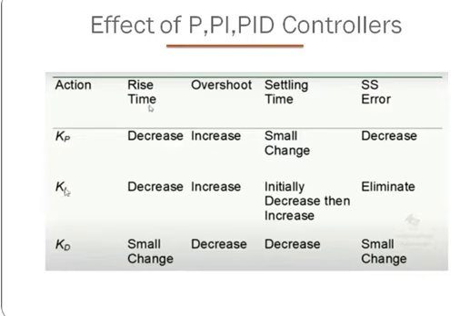If I am introducing KI, it decreases the rise time, it increases the overshoot. Settling time initially decreases, but then it is increasing. Steady state error will be eliminated. If I am introducing KD, this time, overshoot is almost reduced. Settling time is also decreased. Steady state error, there is a small change. This is the effect of P, PI and PID controllers.